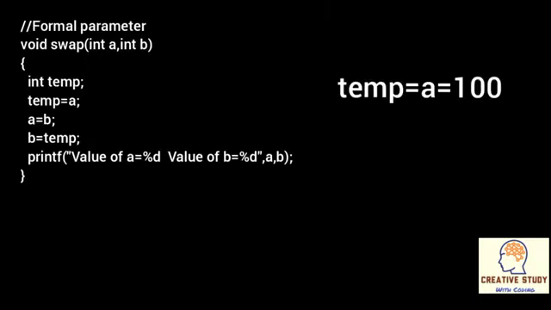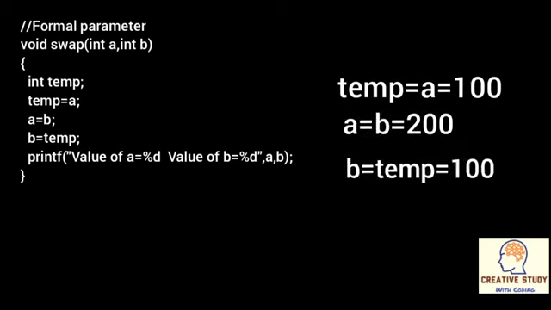Temp equal to A means the value of A will be assigned to temp, that is 100. Now temp has become 100. A equal to B means the value of B will be assigned to A. Now A has become 200. B equal to temp means assign the value of temp, that is 100, to B. So now B has become 100. Now you can see values are exchanged, but these values will not be reflected in the main function.